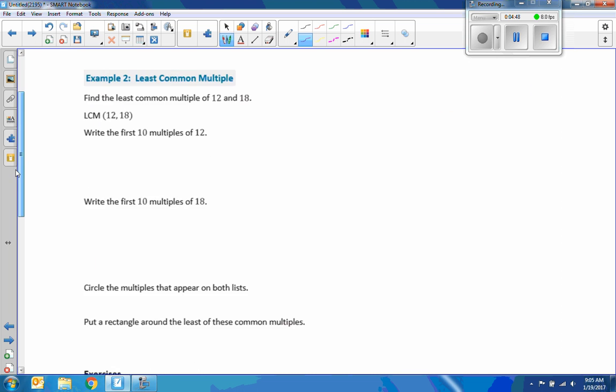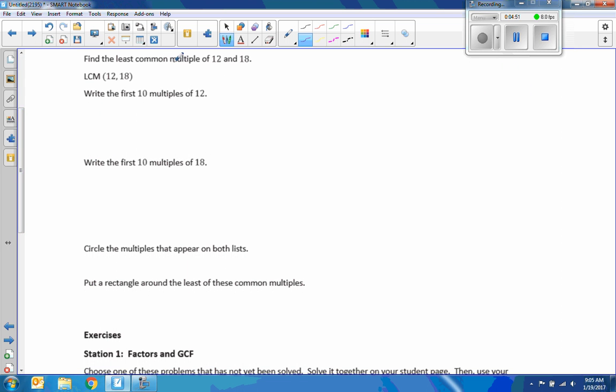Okay, now we're going to do an example for least common multiple. Multiple means the numbers are going to be greater than these. Write the first 10 multiples of 12. So LCM(12, 18) means the least common multiple of these two numbers. So that's the notation for the question. So I'm going to do 12 times 1, times 2, times 3, times 4, times 5, times 6, times 7, times 8, times 9, times 10.